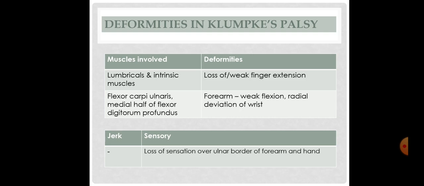C8 and T1, that means Klumpke's paralysis, do not involve any jerk, so no jerk will be lost, but there will be sensory loss. Sensory loss will occur over the ulnar border, that means medial side of the hand and forearm. These are the distribution by C8 and T1. So the sensation loss in this area will occur.